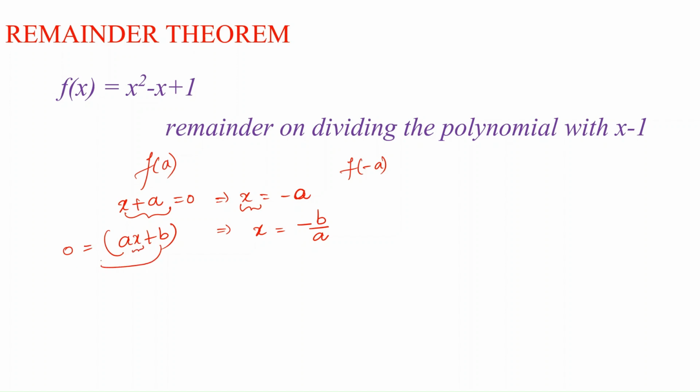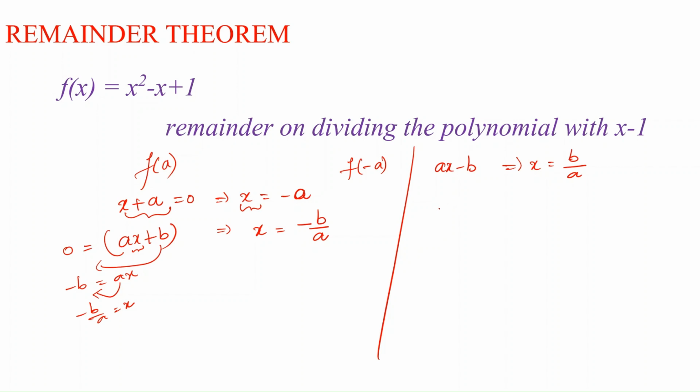So when we take b to the other side, it is minus b is equal to ax. And now take a to the other side, minus b by a is equal to x. Now in a similar way, when the divisor is ax minus b, then in place of x, we have to write b by a.